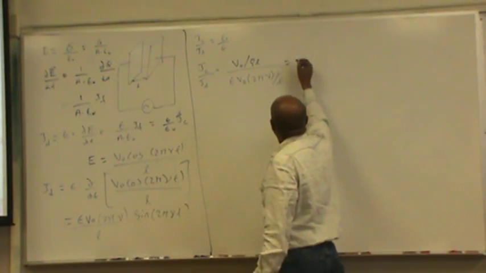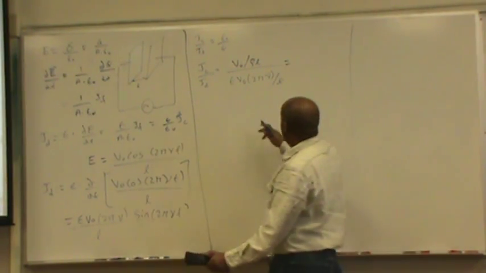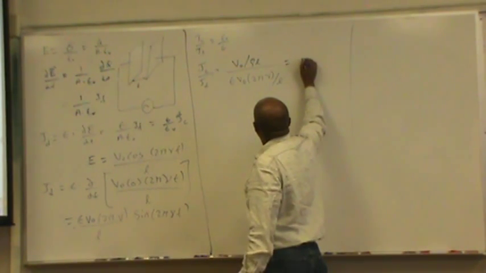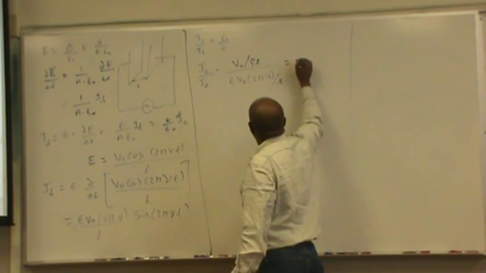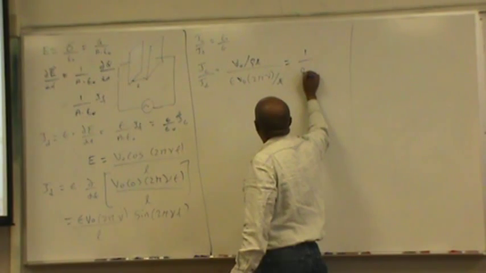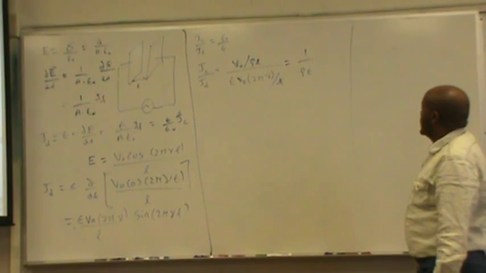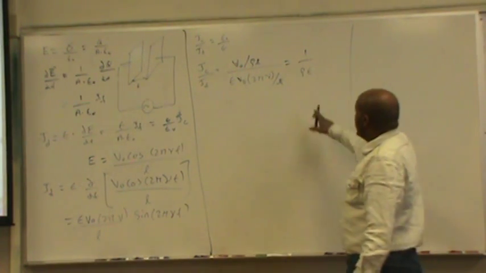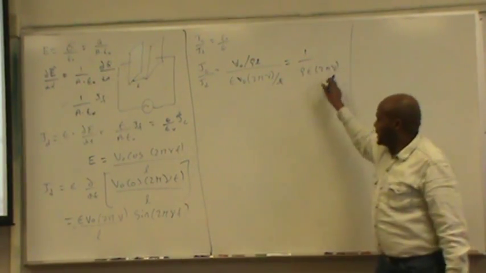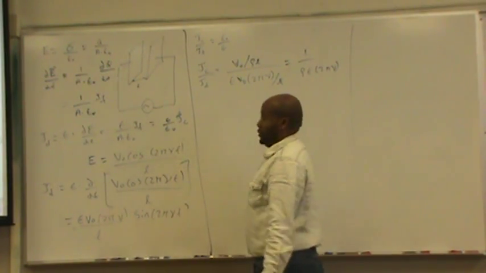And what you find here is a ratio that depends on the frequency. So L cancels with L, and V naught with V naught. What you find is going to be rho times epsilon times 2 pi nu. So this one shows a frequency dependence, but the other one doesn't. So the question was which one to use.